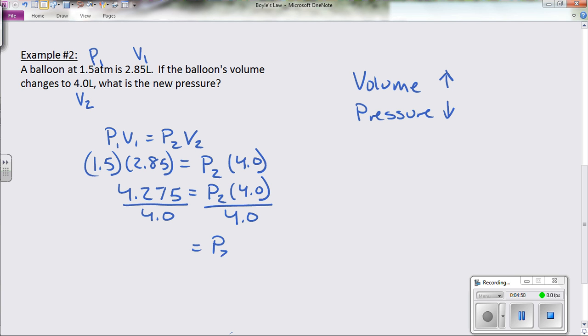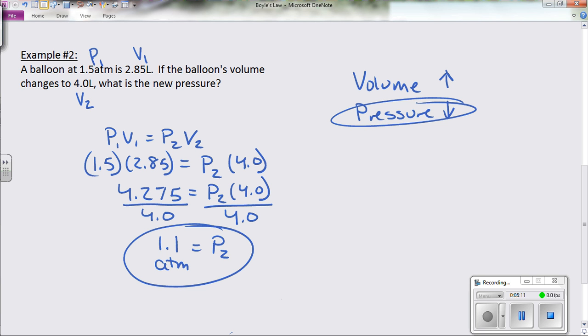Once you do that, P2 is equal to 1.1. You ask yourself, what is the label? Remember, if we want to look at the pressure in the problem, it is listed as ATM, so we know that this will also be ATM. You can always go back to your prediction. Previously, we had predicted that pressure would go down, and you can see that yes, indeed it did.